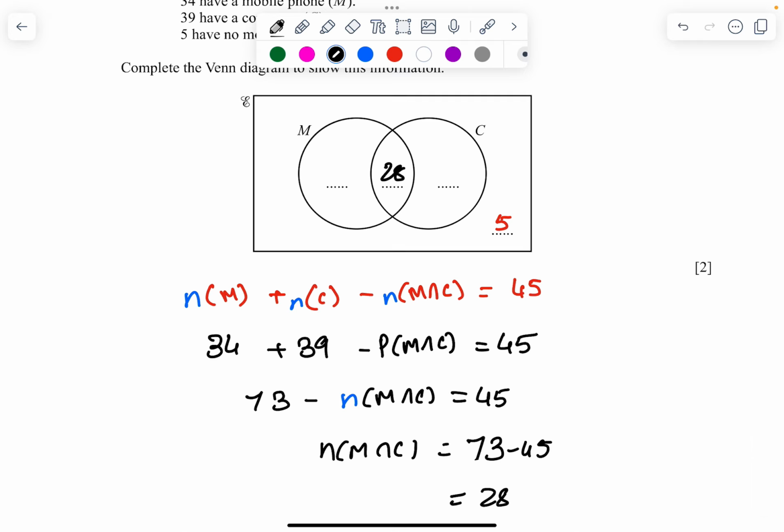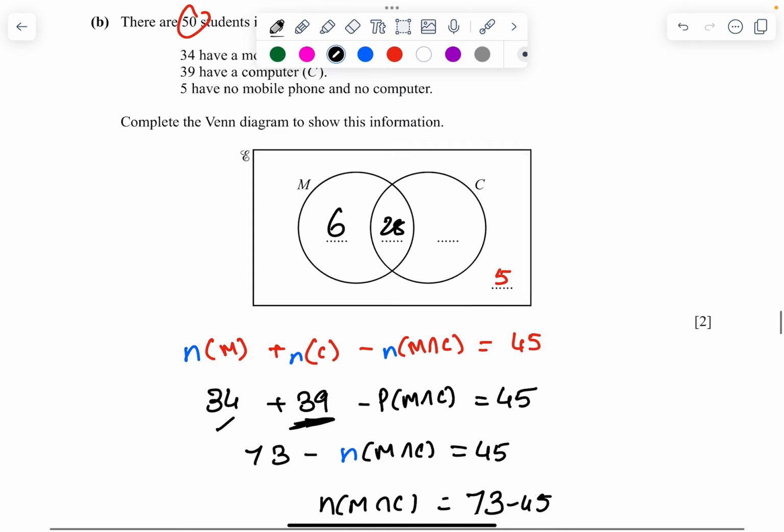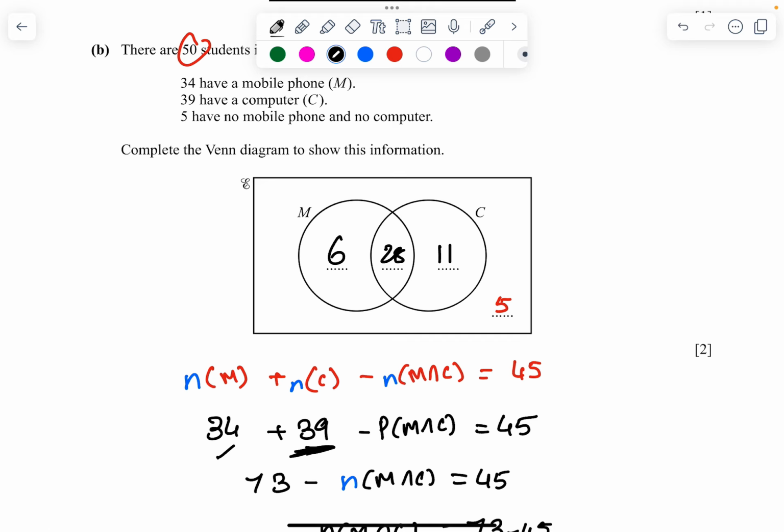Total mobile phone should be equal to 34. So this has to be 6. Total computer should be equal to 39. So this has to be 11.